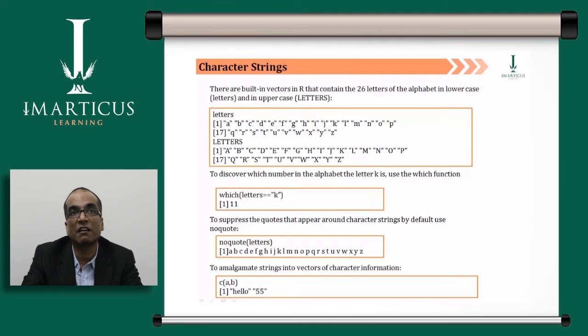To discover which number in the alphabet the letter k is, use the which function, right? So we'll be using which, and you say letters, that is small, which has a to z, and then letters double equal to "k" within double quotes. That means you're checking which position has the letter k. It returns true and false. In the first one it will return false, and on the 11th element it will return a true, and when you say which, it will actually give you the location, that is the 11th location.